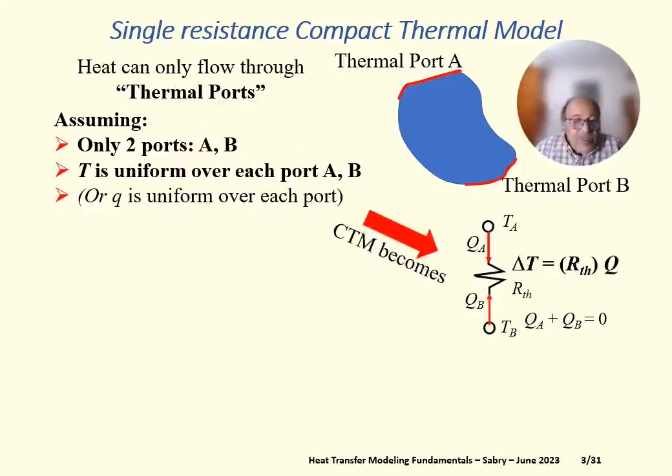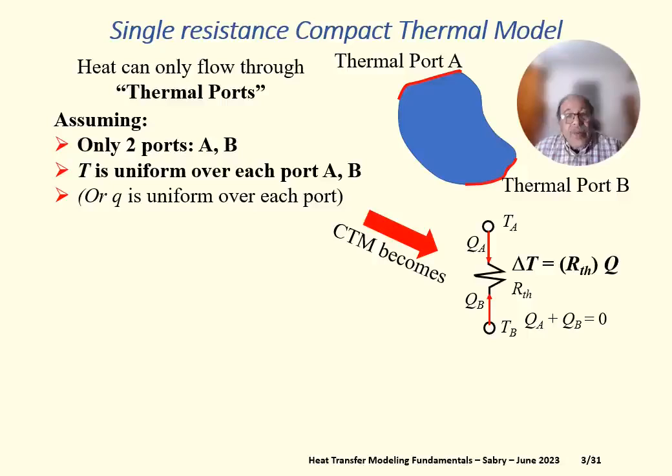Now, if I make these assumptions, then we can replace the object by a single resistor connecting the node, not the port now, the node TA, which is the single temperature prevailing over port A, and the node TB, which is the single temperature prevailing at port B. Between them we have a resistor, and heat is flowing out of TA into the object, called QA, and out of TB into the object, called QB. Of course, they are the same with different signs. That is, QA plus QB is equal to 0.